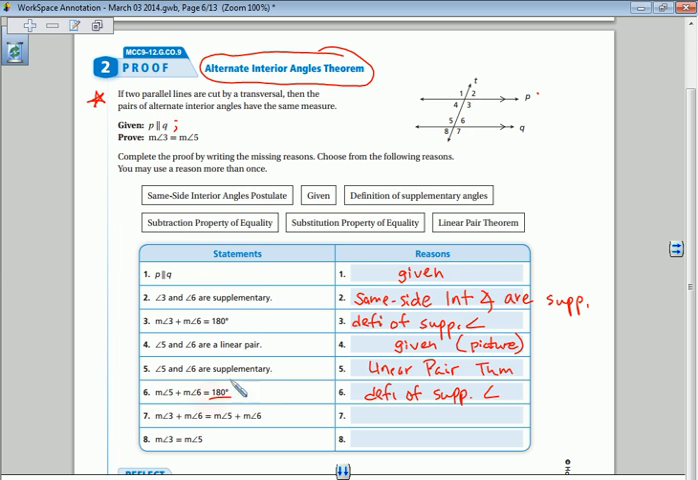Okay. This equals 180, and this equals 180. So since they both equal 180, can I substitute this in right here? Because this is 180 and this is 180. So this would be substitution. I have a question. Yes.